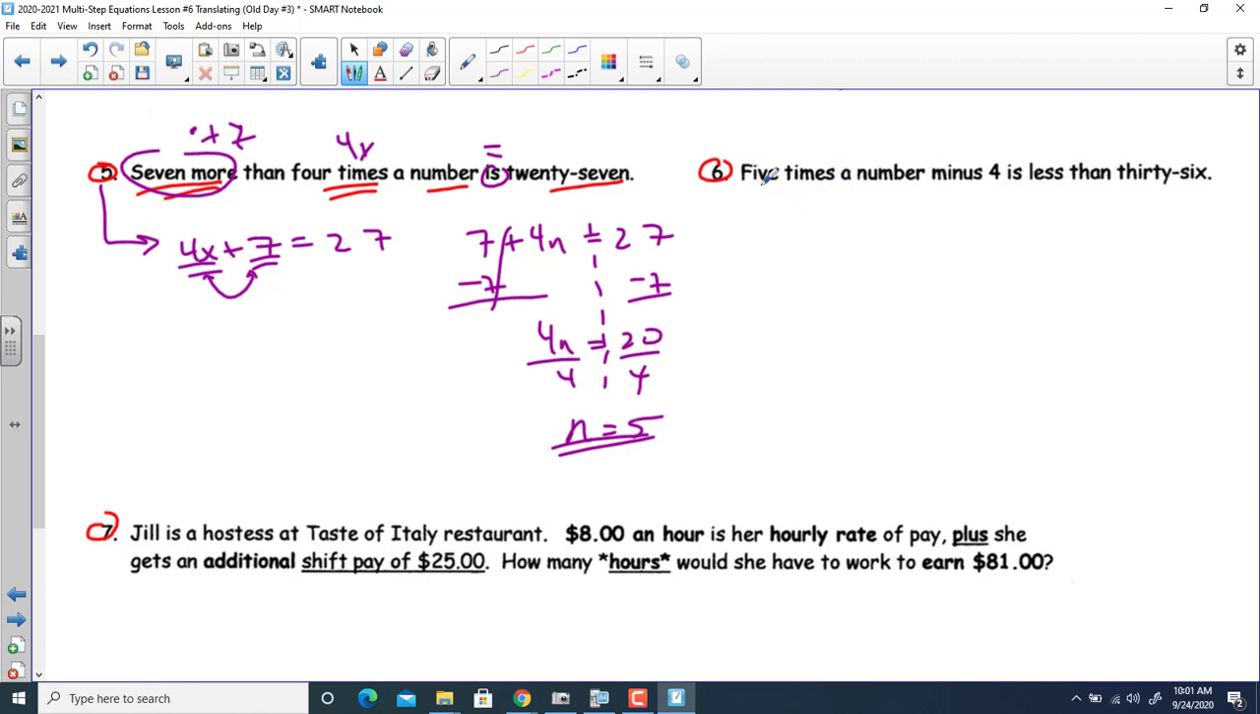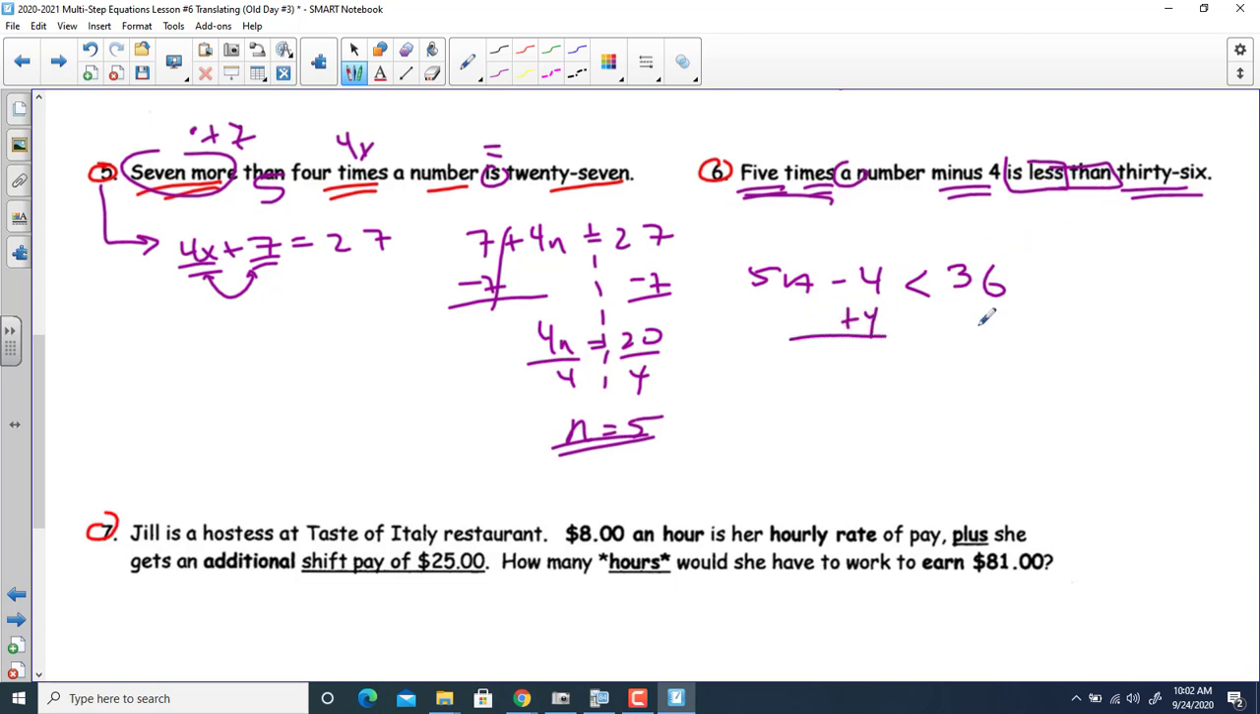Me. Me. Number 6, please: 5 times a number minus 4 is less than 36. 5 times the number, I like it. You're calling the number A, that's fine. Minus, subtract 4, is less than, the inequality symbol, 36.